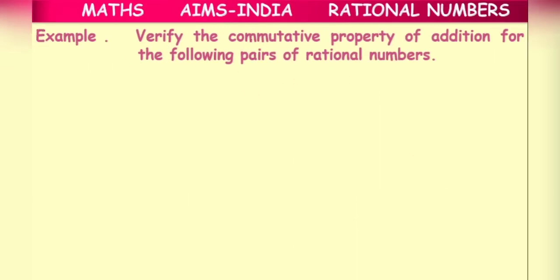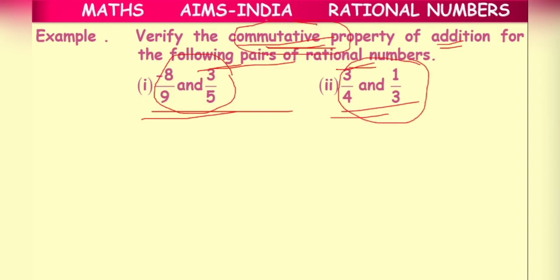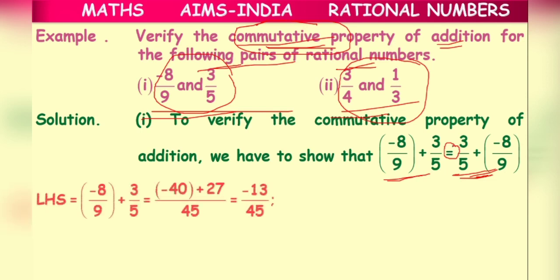Verify the commutative property of addition for the following pairs of rational numbers. Here, in the first case, 2 rational numbers are there. In the second question, 2 rational numbers are there. We have to check the commutative property. How to check it? We can add in any order. If the result is equal, then they follow the commutative property. If not, they won't follow the commutative property.